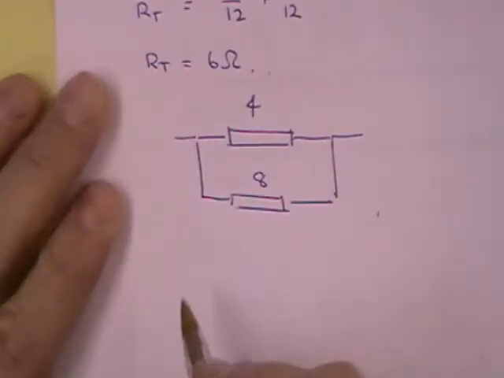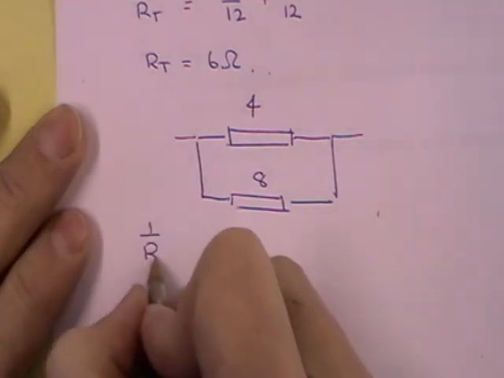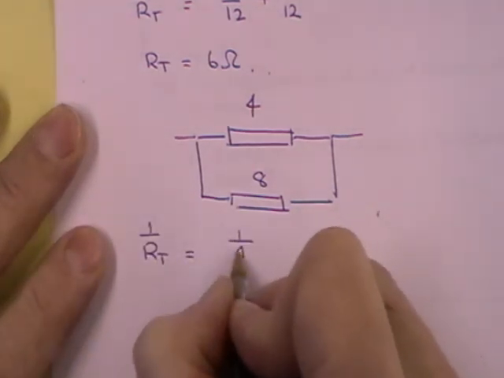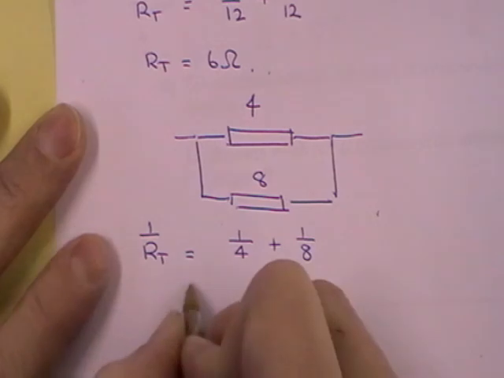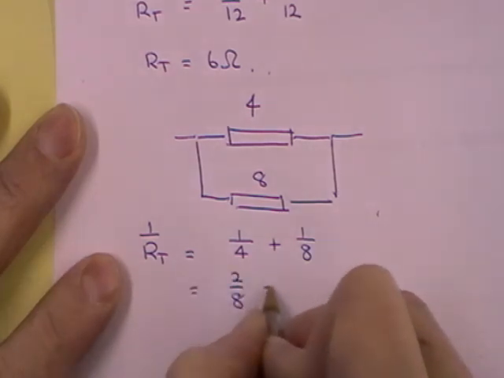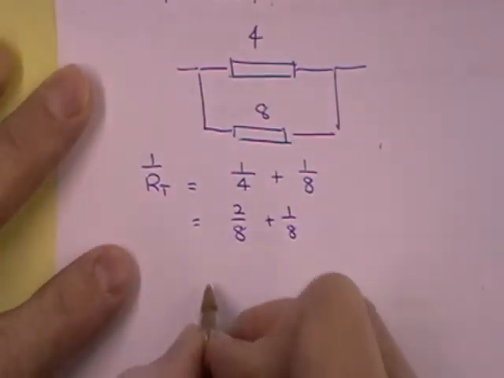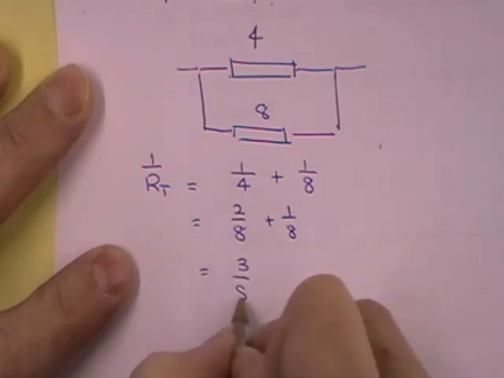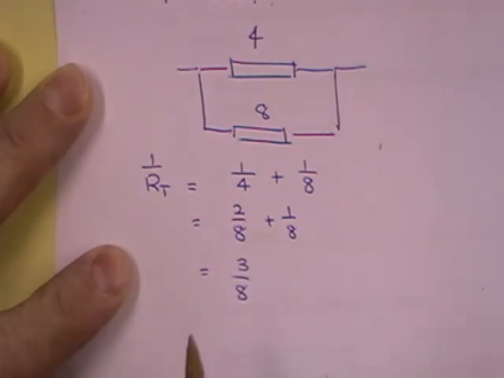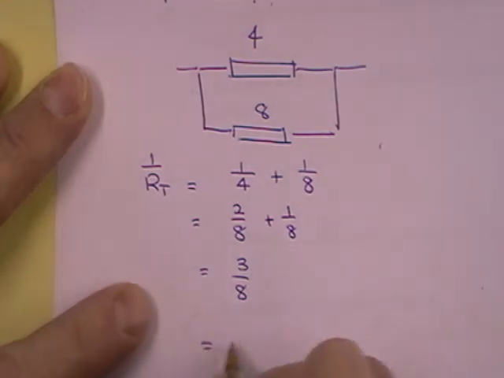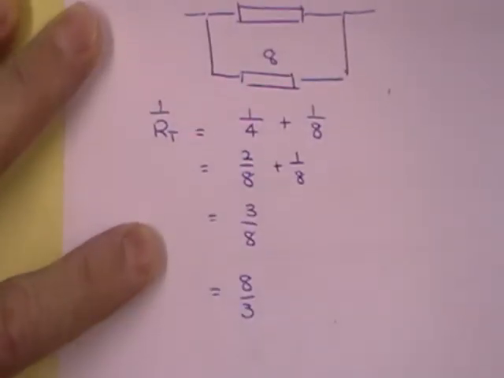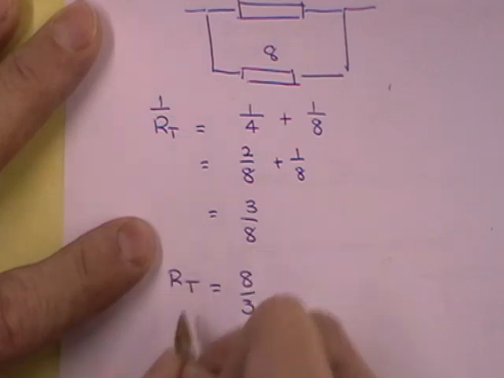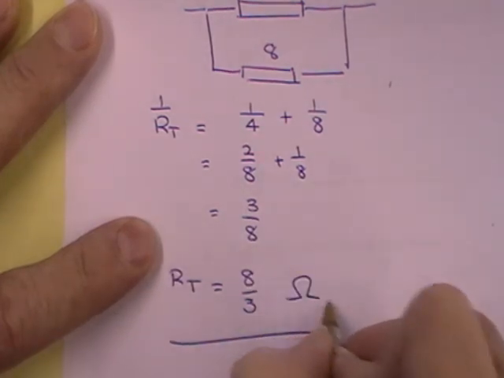And so again, I'm just going to do my wee sum. 1 over RT equals a quarter plus an eighth. Changing it into eighths, I've got 3/8. And then turning it upside down, I've got 8 over 3 ohms.